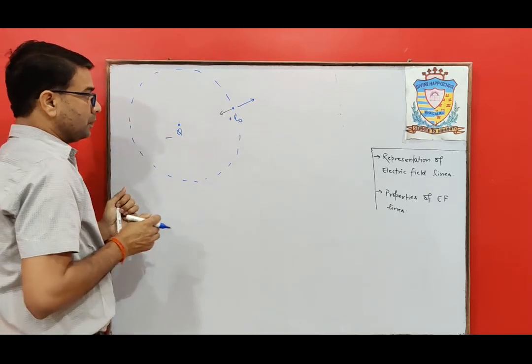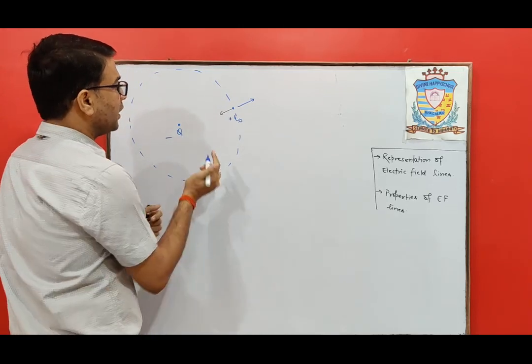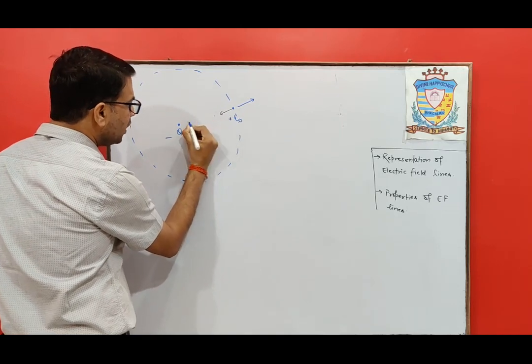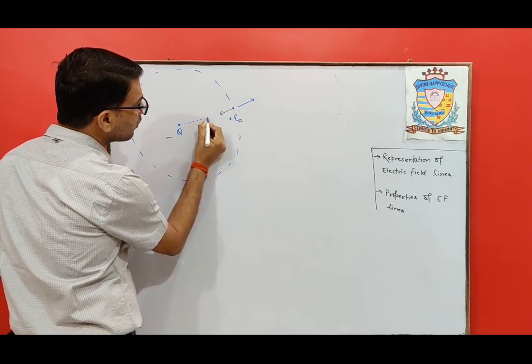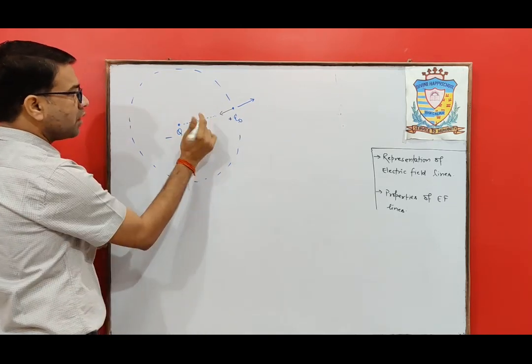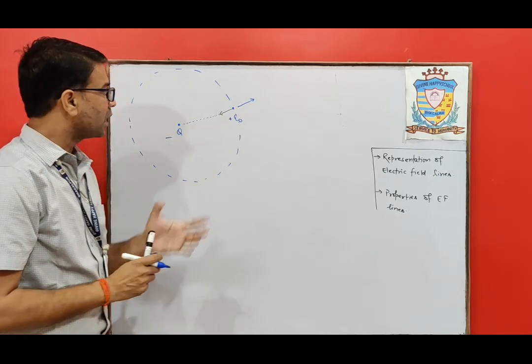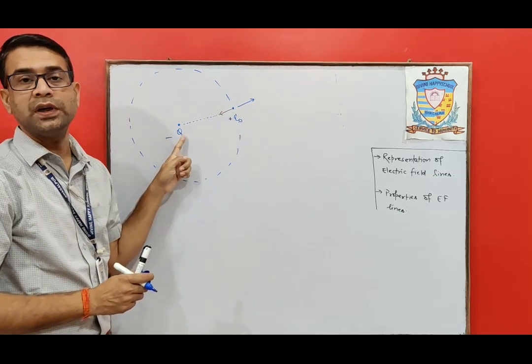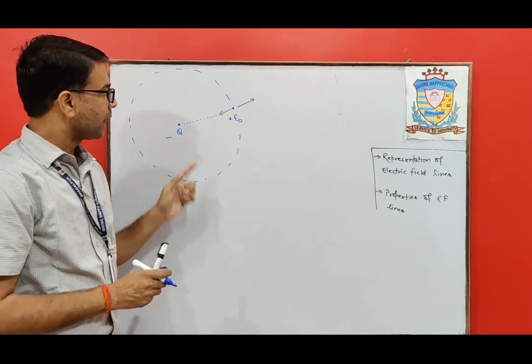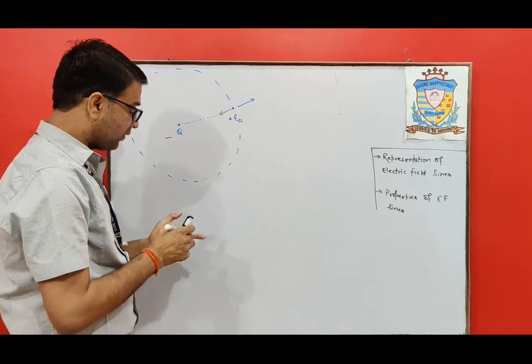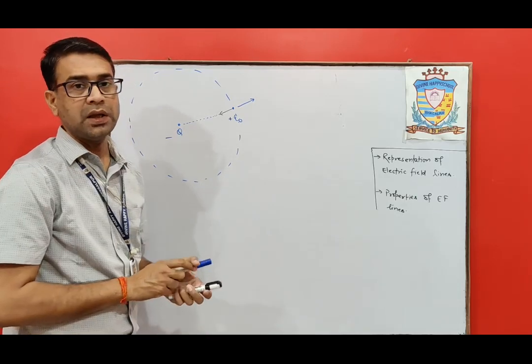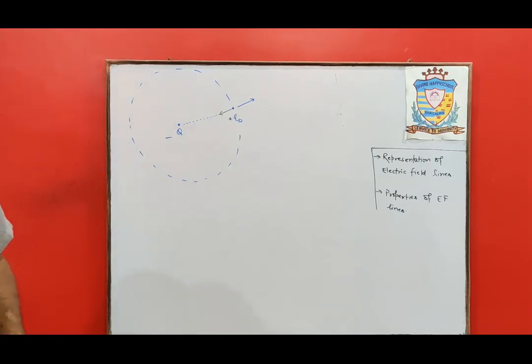So what will happen in that case? This will move toward this charge along this path. This path is known as the electric field lines. Clear? So first we will write down the definition of electric field lines, then we will explain it.